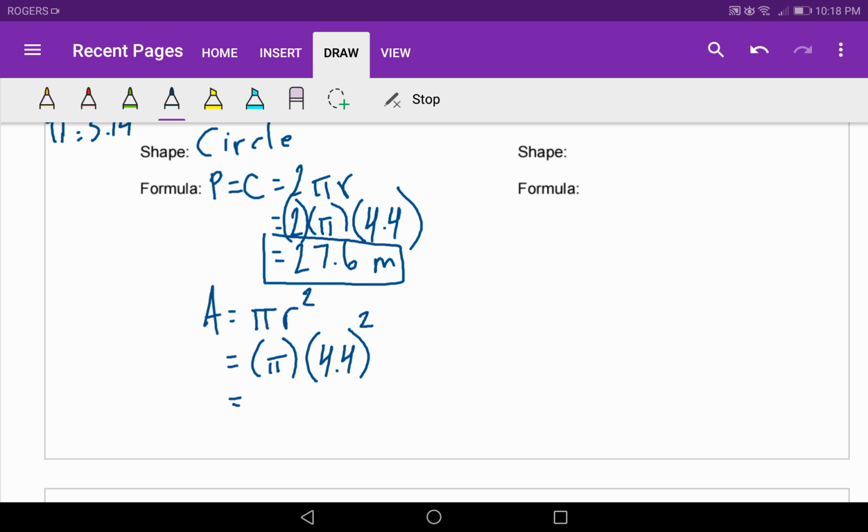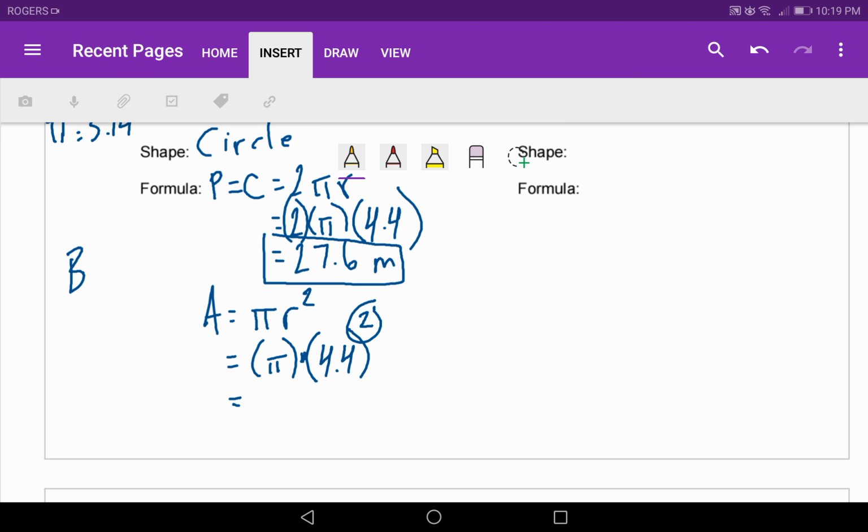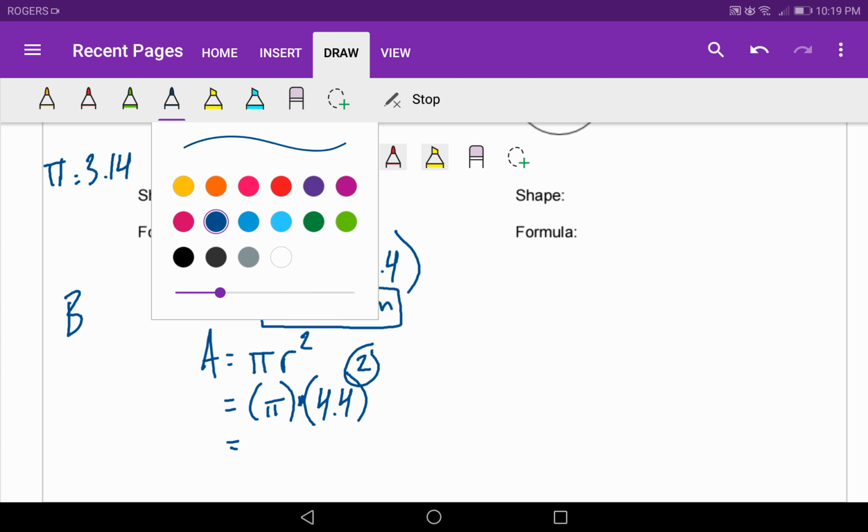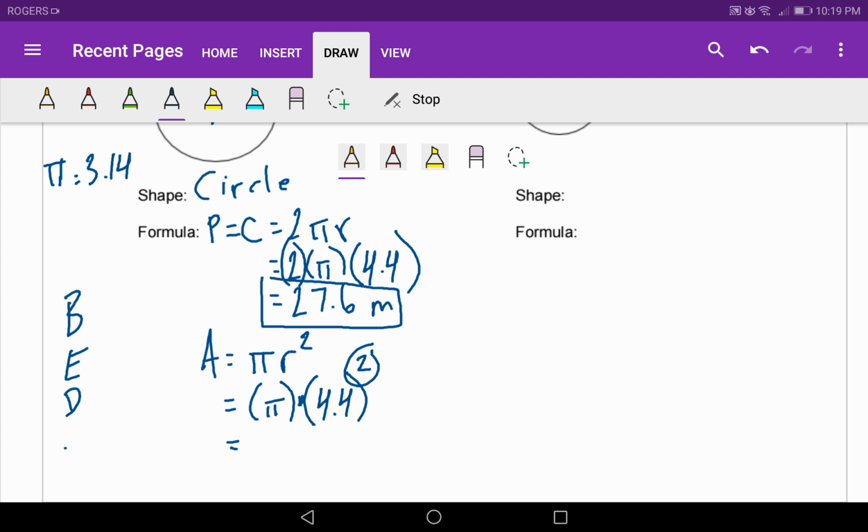Remember to follow BEDMAS here. We can't multiply until we do our exponent, right? Following BEDMAS, I know that I have to take care of exponents before I can multiply. So I have to do 4.4 squared first. So what is 4.4 times 4.4? It is 19.36. Now I can multiply it by 3.14.